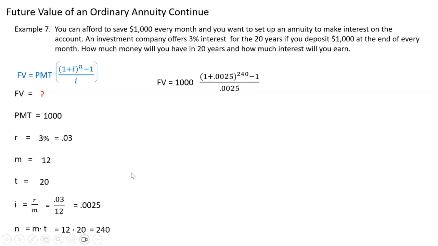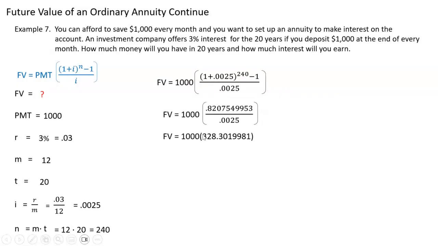So now let's plug everything in. Now, remember guys, I told you that this is, again, the long way, right? So it's going to give us that. And now this is my result. You're going to have $328,301 in 20 years. Sorry, $328,202. I'm sorry about that.